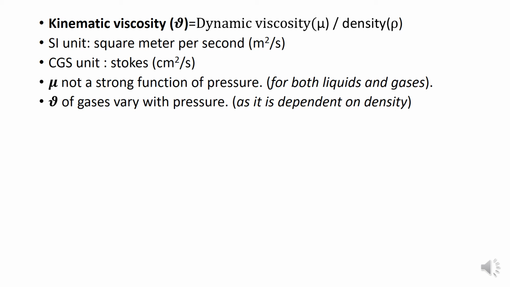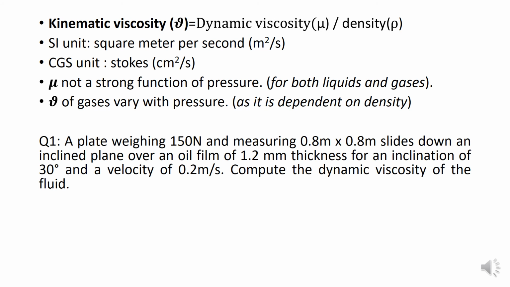So next we will be going through some of the problems from the properties dynamic viscosity and kinematic viscosity. First question: a plate weighing 150 Newton and measuring 0.8 meter into 0.8 meter slides down an inclined plane over an oil film of 1.2 mm thickness for an inclination of 30 degree and a velocity of 0.2 meter per second. Compute the dynamic viscosity of the fluid.